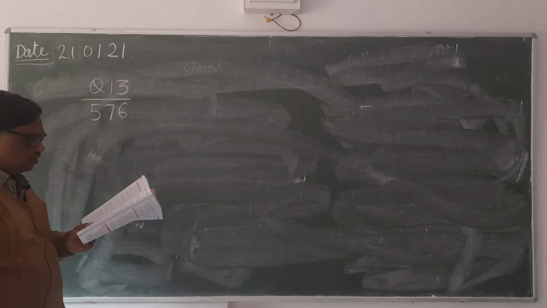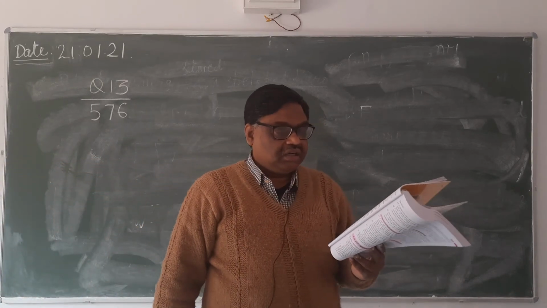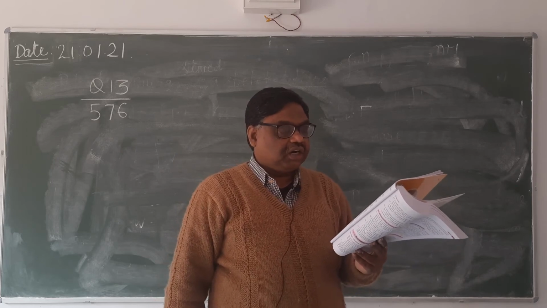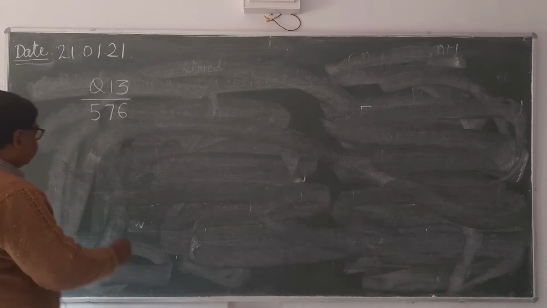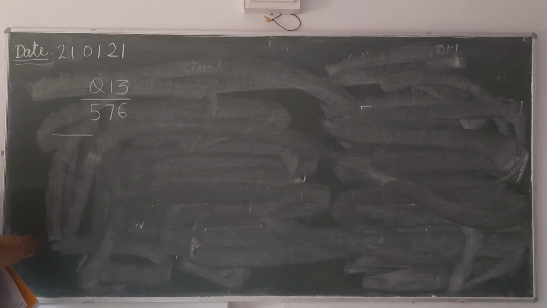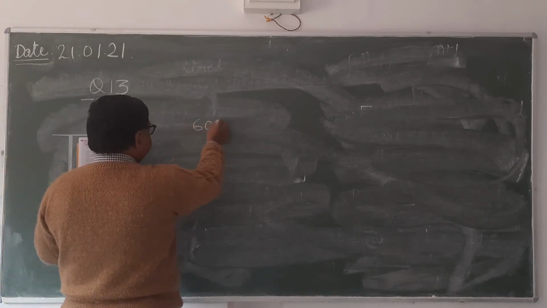Page 576. The length of a rubber cord increases to 60 centimeter under a weight of 100 grams suspended from it. Here this is a rubber cord, and when you are suspending a weight of 100 gram force, its length is increasing by 60 centimeter. So what is 60 centimeter here? Small l. Here length is increasing by 60 centimeter.